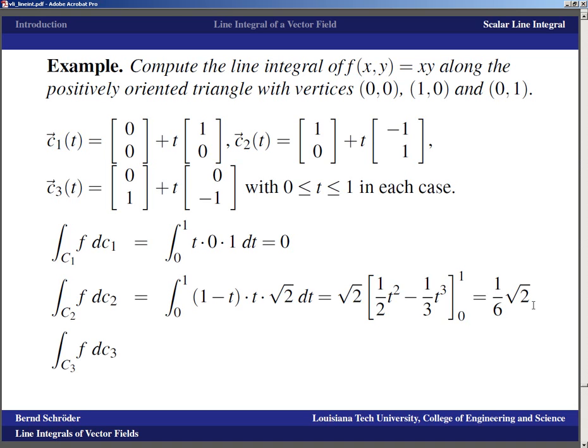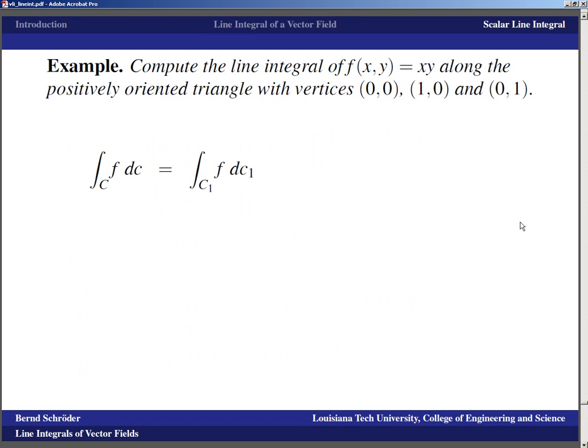The integral along the third curve is the integral from 0 to 1, t goes from 0 to 1, again x, which is 0, and then really it doesn't matter, but technically y is 1 minus t, and the length of the velocity vector is 1, dt, which gives us 0 also. That means that the overall integral is the integral over c1 plus the integral over c2 plus the integral over c3, which is 1/6 square root of 2, and that is the line integral here.